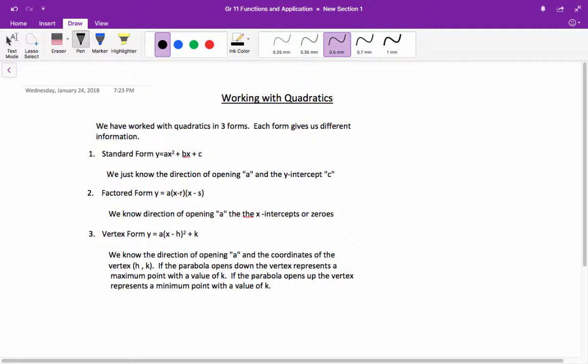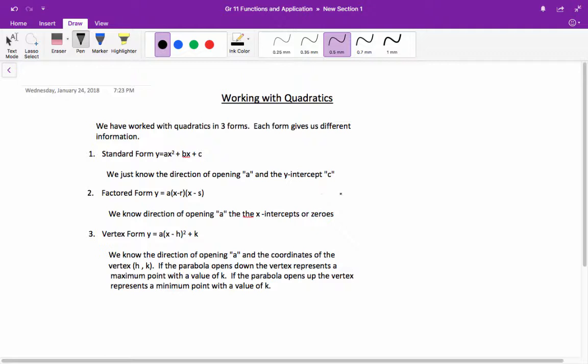So the process to go from standard form to vertex form is a process called completing the square. From form 2, the factored form, we could use the zeros to determine the equation of the axis of symmetry. Of course, the vertex is on the equation of the axis of symmetry.